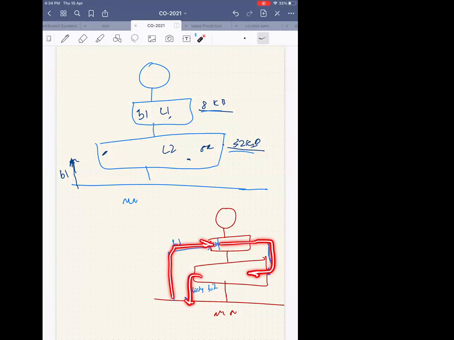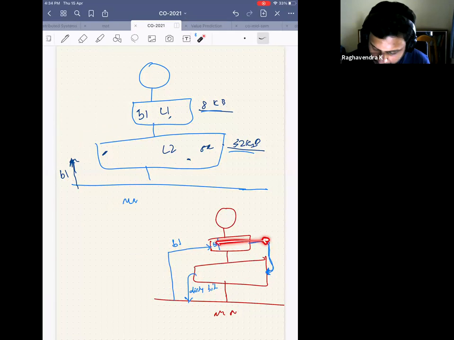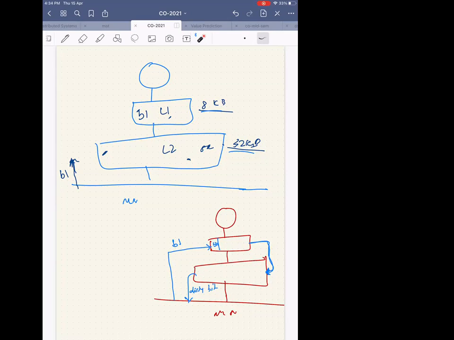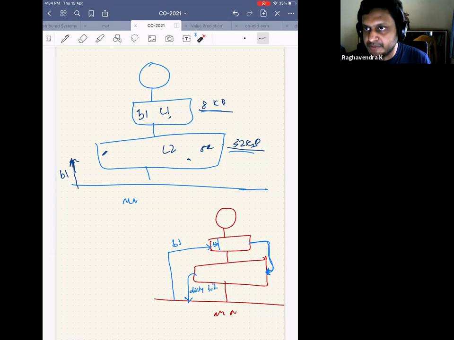In my design, when it's kicked out from L1, I write it to L2. Why do I write it to L2? Okay, I'm getting some idea now. So you may be using it again, because of the spatial locality.